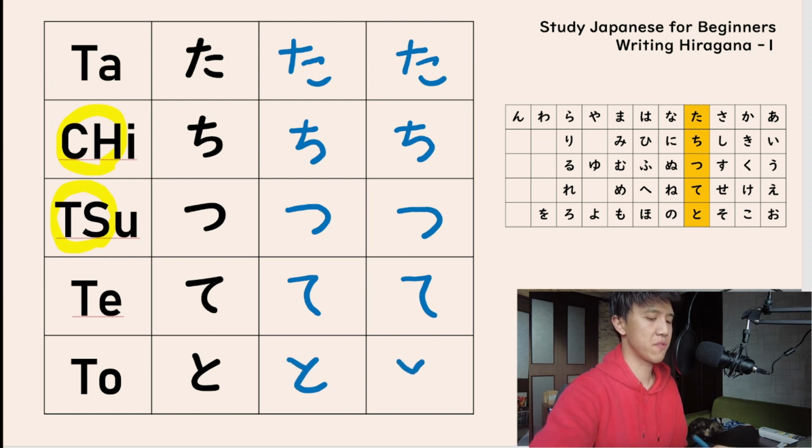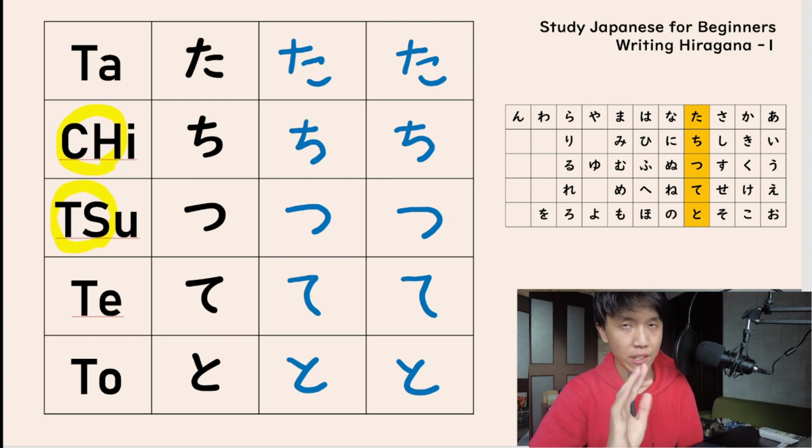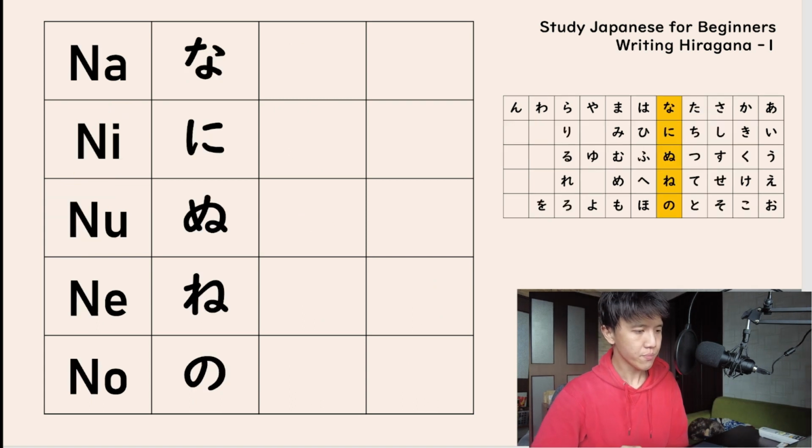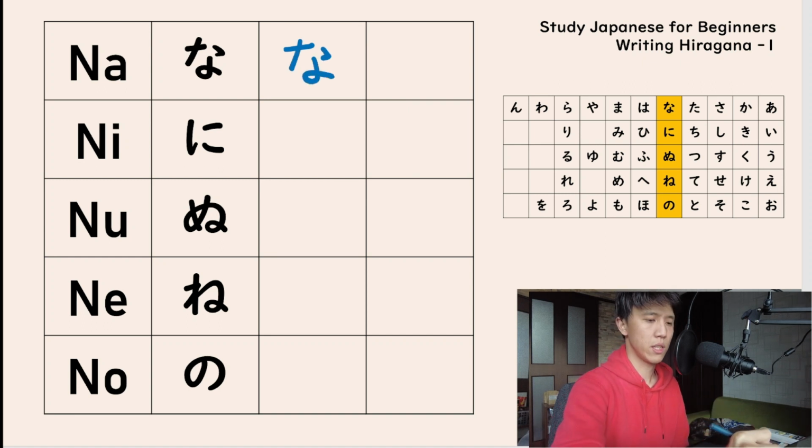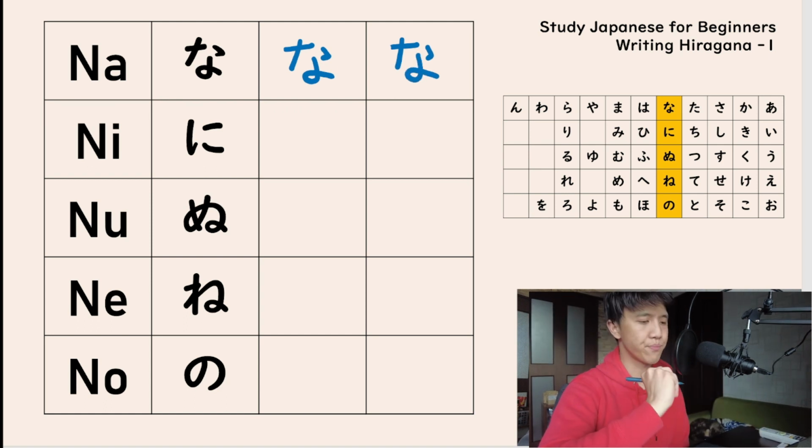Okay, please forgive me if my handwriting is bad because I'm not a calligraphist, but basically this is the same letter you want to read and write every day. Next one is na, ni, nu, ne, no. We start with na. 1, 2, 3, 4. Okay, na.